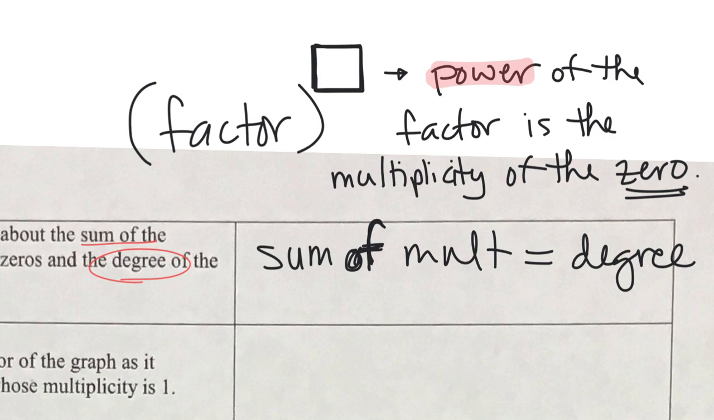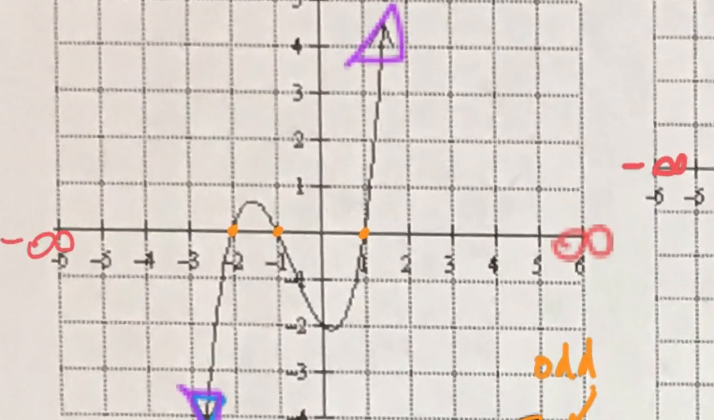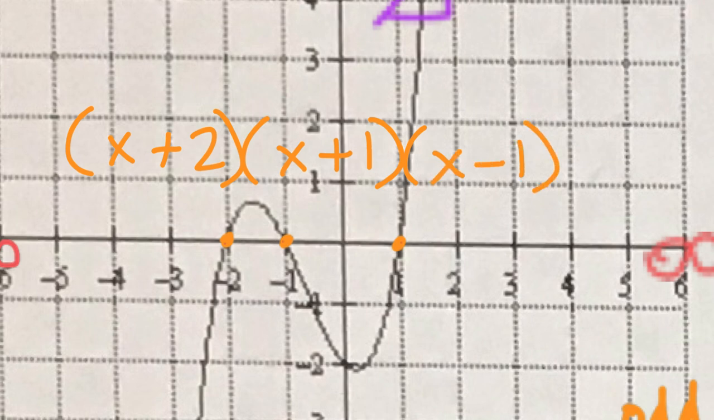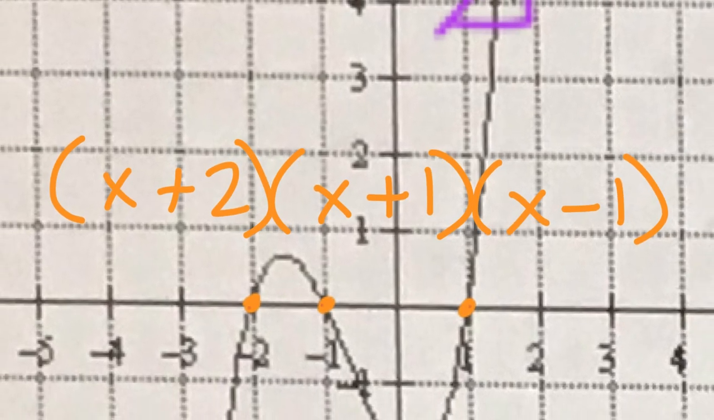So let's go back over here and we'll write down some of the factors from your x-intercepts. We know how to do this. If I have a -2 as a zero, that gives me an x plus 2 as a factor. If I have a -1 zero, that's an x plus 1 as a factor. If I have a +1 zero, that's an x minus 1 as a factor. So notice, do we have any powers on any of these factors?